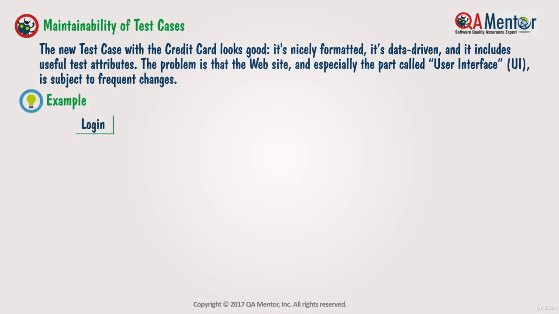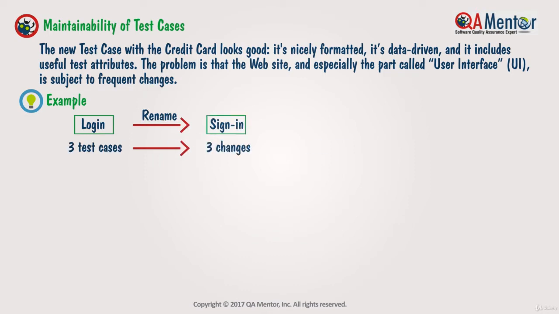Example, the login button from Step 9 can easily be renamed Sign In. Thus, if we have 3 test cases, we have to make 3 changes. But what if we have 500 test cases where the login button is mentioned, and what if these test cases are scattered among many test suites?